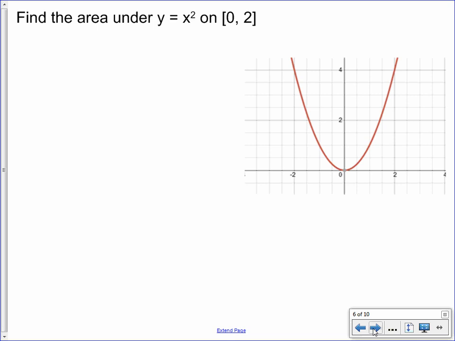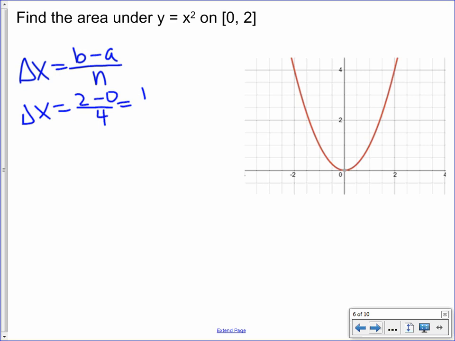Okay, so once again, delta x is b minus a over n, and in this case, we have 2 minus 0 over 4, which once again is 1/2. Now, when we have the midpoint, we're going to take the middle of our interval and figure out the heights. So, from 0 to 1/2, we're actually going to take the height at 1/4.